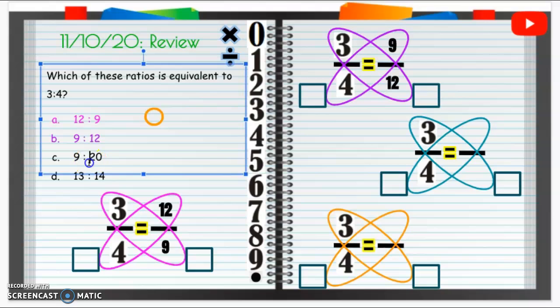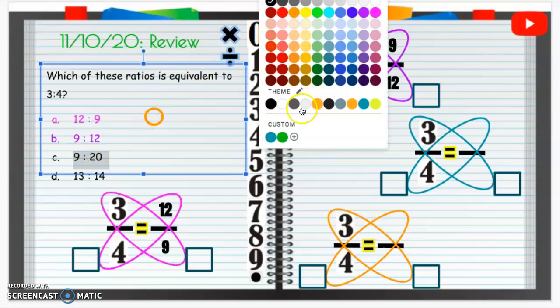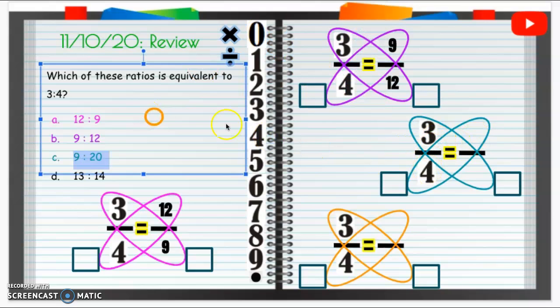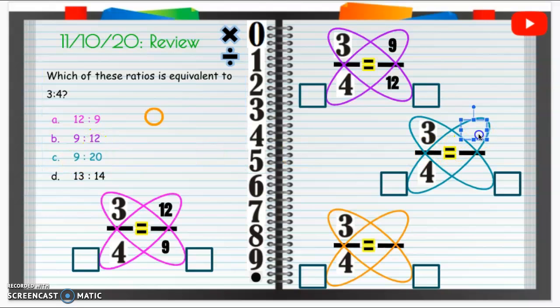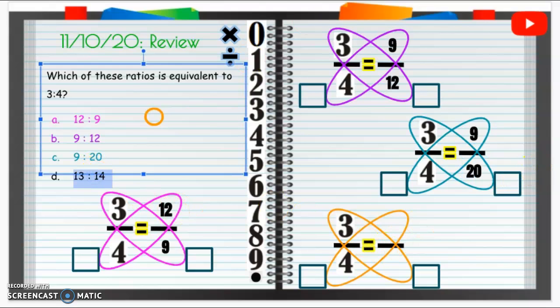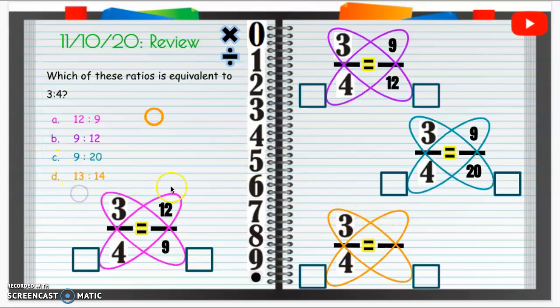And then part C, we'll put that in the blue over here. 3/4, we'll do 9 to 20. 9/20, or 9 to 20. And then D, we'll put that in orange. And D, it's 13 to 14. So we'll put 13 and 14. Whoops, not 13. All right, let's take a look here.